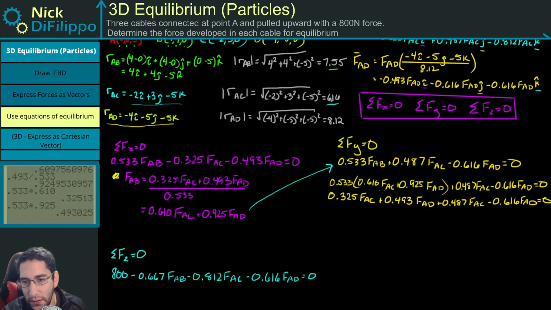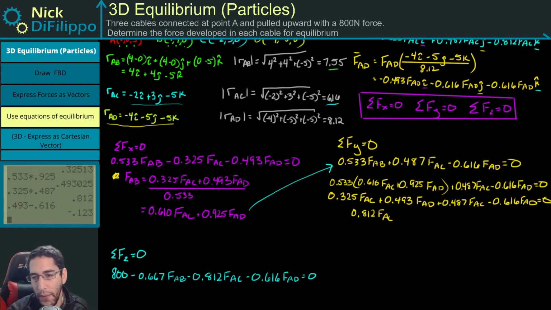Now, if you look at this, I should only have two terms. I should have FAC, FAC, FAD, FAD. So I can combine these terms together. So I'll have 0.325 plus 0.487, so I'll have 0.812 FAC, and then I'll have this 0.493 combining the FAD, so minus 0.616. I'll have minus 0.123 FAD. This is equal to 0.